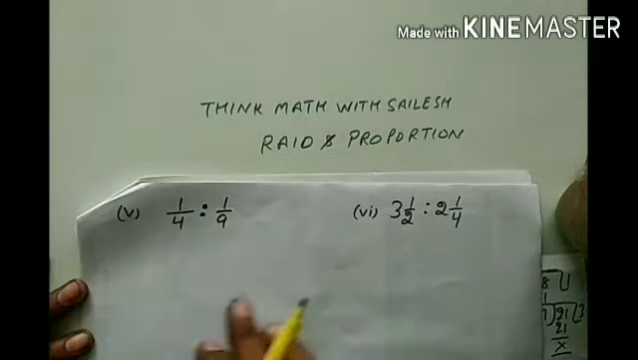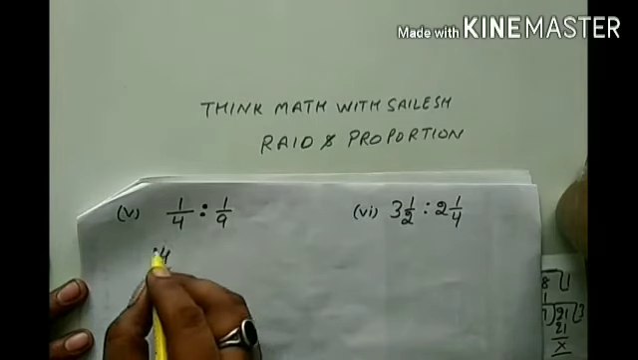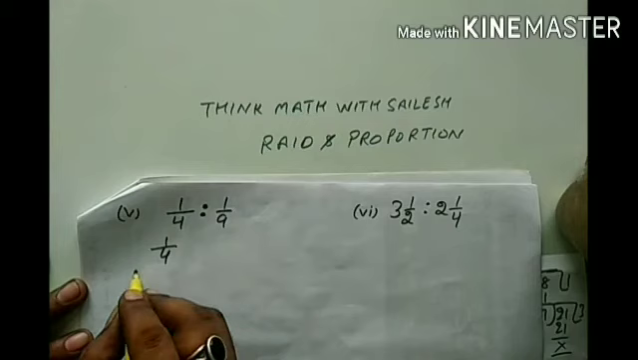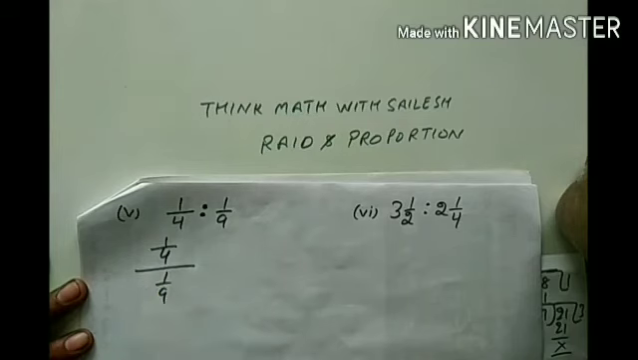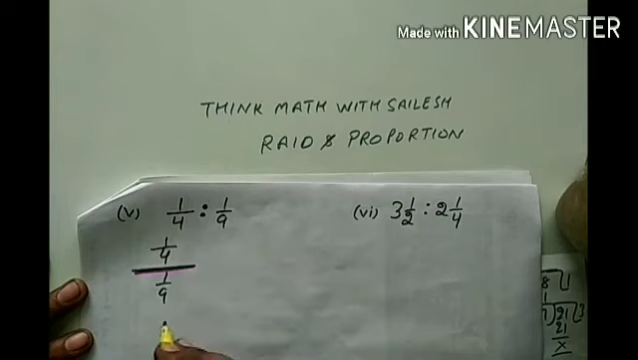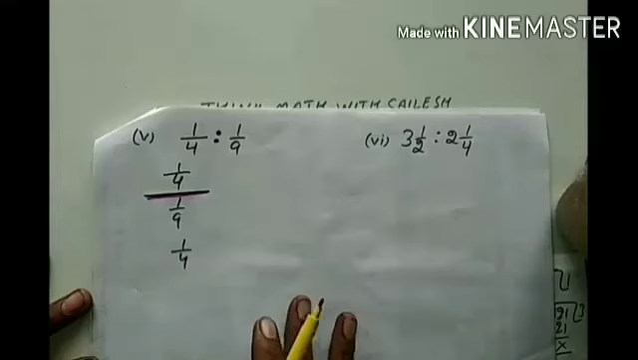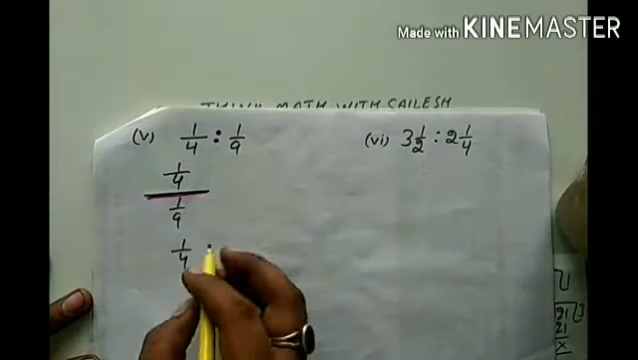These are the fractional terms. Therefore I will adopt the same method here. I will divide 1 by 4 by 1 by 9. This is the division bar. Now I know 1 by 4 is divided by 1 by 9.